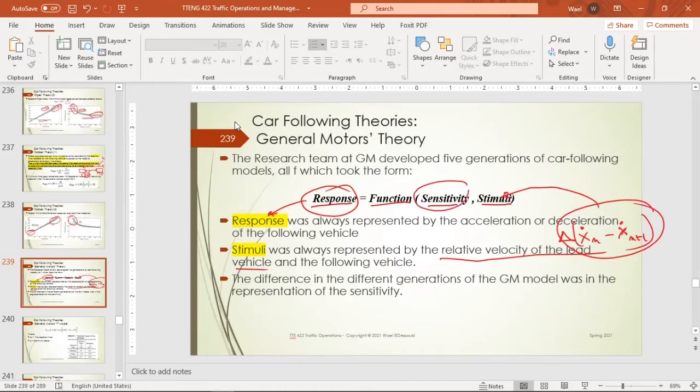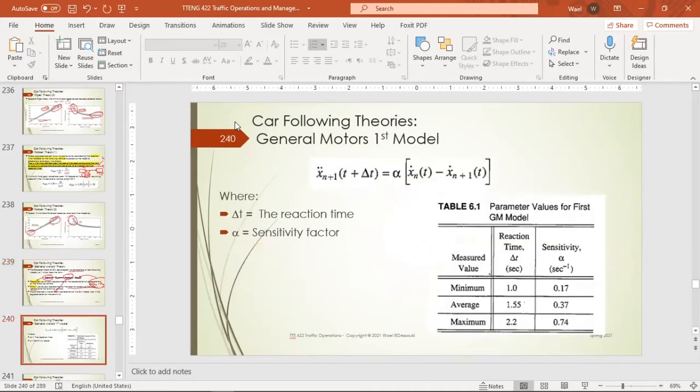However, when it comes to the sensitivity, that was the key difference between the 5 models that were generated. As we will see now, each model started evolving, and the sensitivity term started changing with each model of the General Motors family of models. We can see here, for example, that's the initial model, the first model. They say that the acceleration of the following vehicle at time t plus reaction time equals alpha, which is the sensitivity factor, multiplied by the difference in the speed, which is the stimuli, and this is the sensitivity.